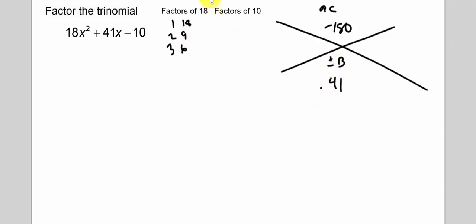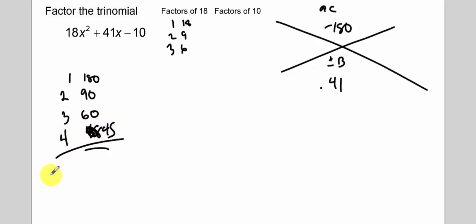So we can start from the bottom if we want. I'm going to just go through my factors here. I have 1 and 180. Definitely not going to work because that's not going to get me 41. 2 and 90. Not going to get me 41. 3 and 60. Not going to get me 41. 4 and 45. Hey, that gets me 41, if my 45 is positive and my 4 is negative.